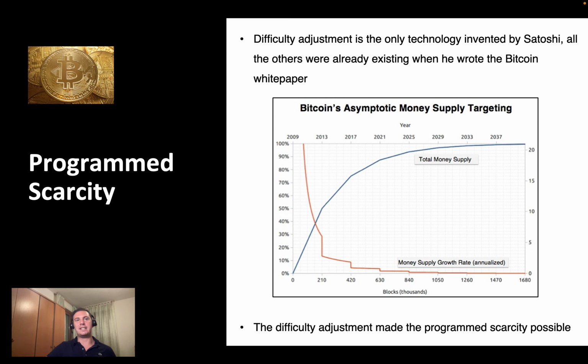In the history of digital money, other people tried, and in some cases they failed because the creation of money was increasing over time due to the advance of technology. The programmed scarcity is discussed in several of my other videos. Here it is important to highlight that it is possible to have programmed scarcity because Satoshi Nakamoto introduced the difficulty adjustment.